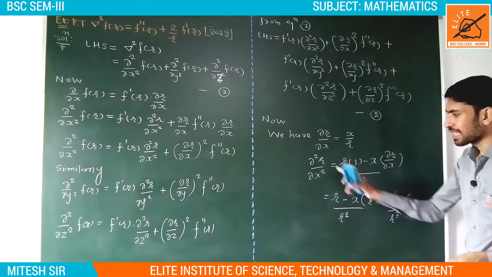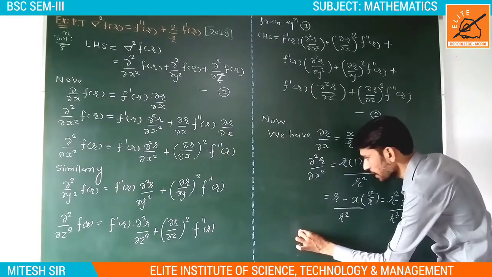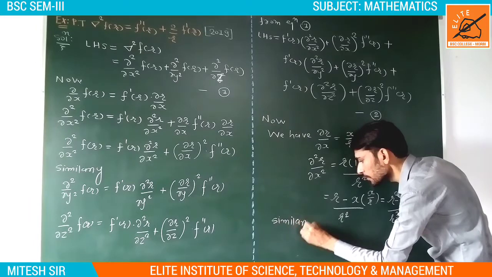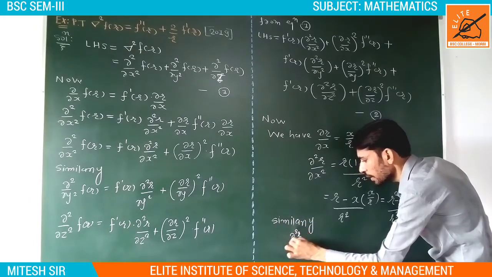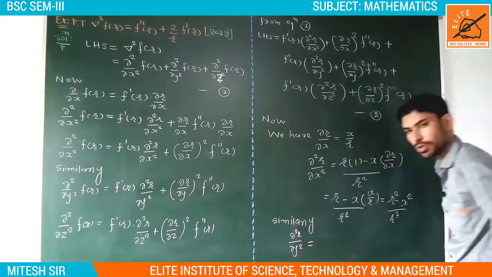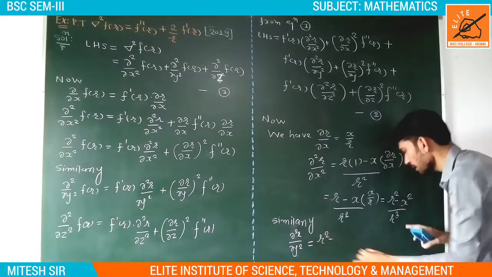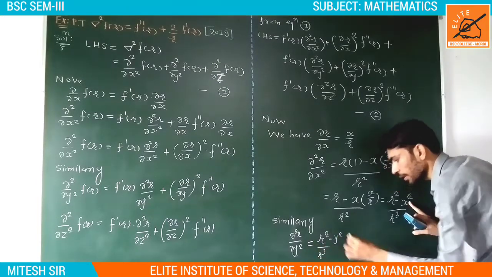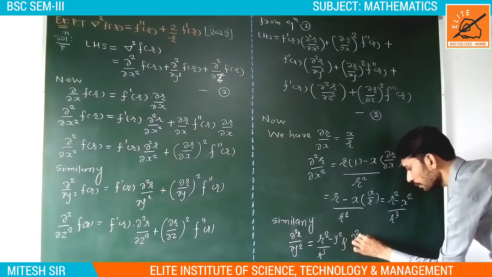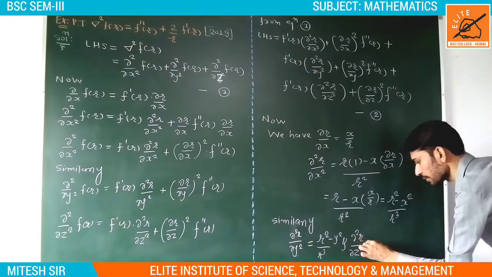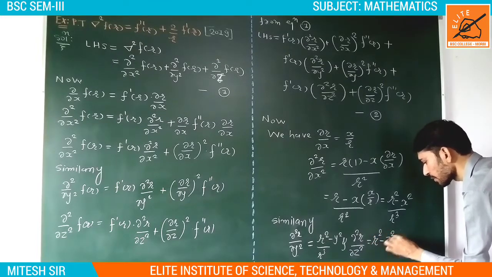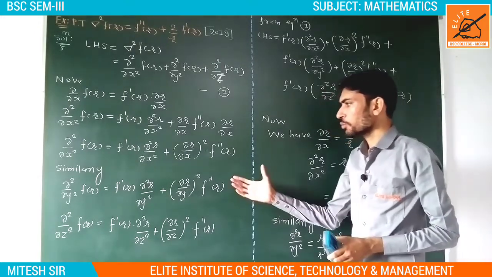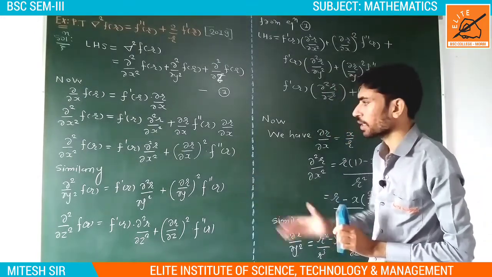Similarly we write for del square r upon del y square. So here we write, similarly, value of del square r upon del y square is equal to r square minus y square upon r cube, and value of del square r upon del z square is r square minus z square upon r cube. Now before we erase this portion, here we recall all these things first of all, after that we erase this portion.